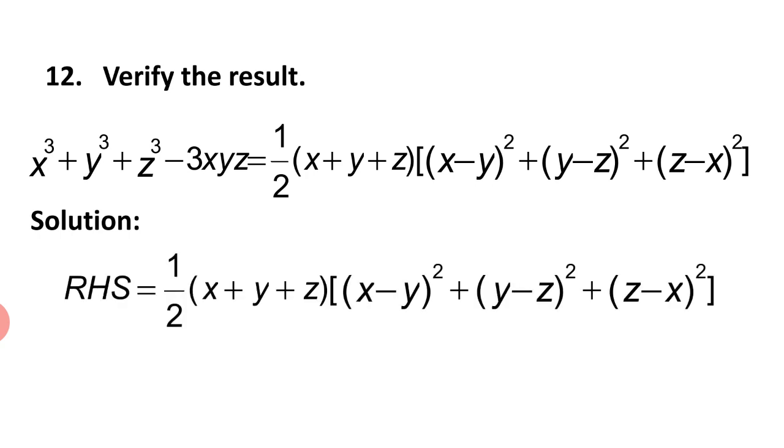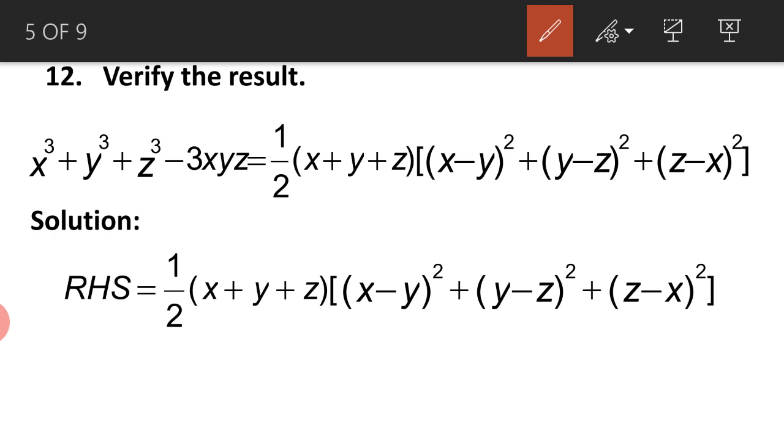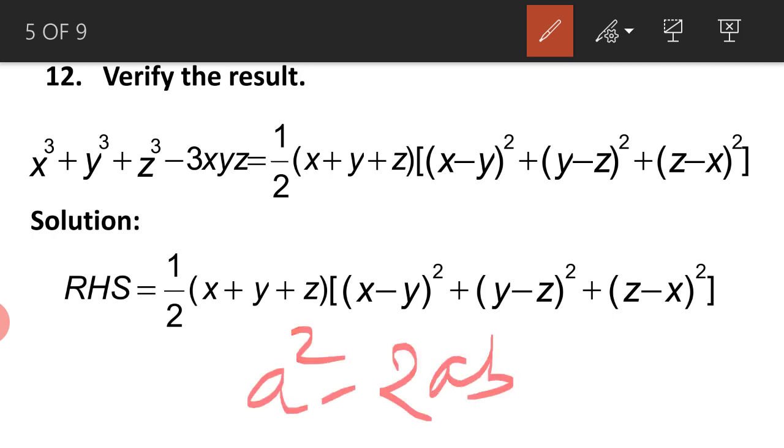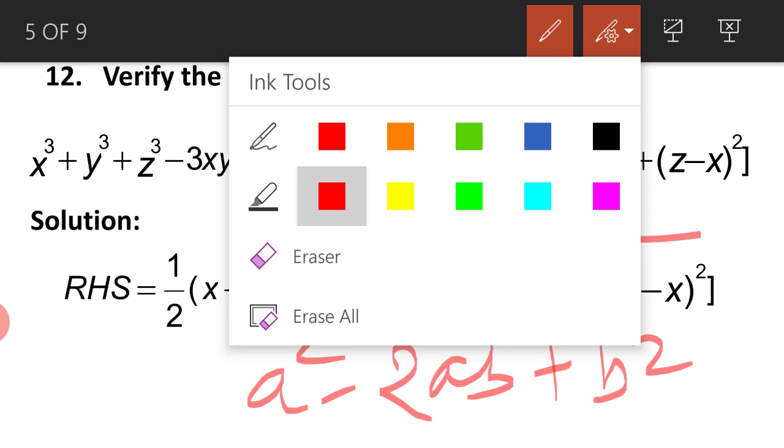Now here x minus y whole square, and we know the identity that a minus b whole square is a square minus twice ab plus b square. For each of these three brackets, we can use this identity and write down the expression and then simplify. So let us go for the next step.